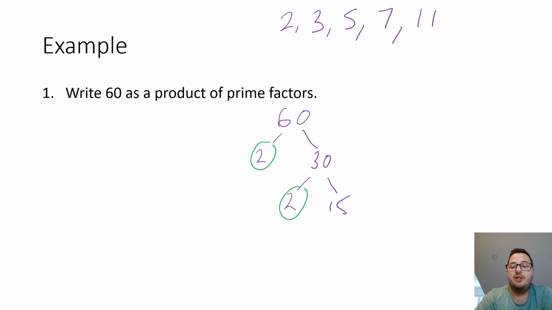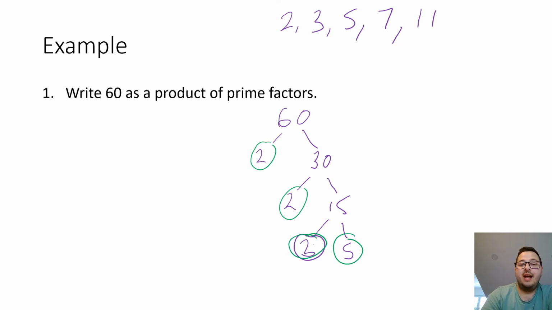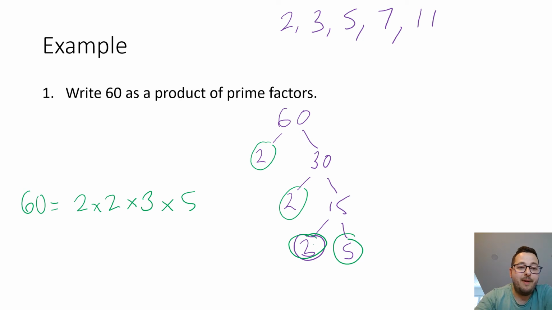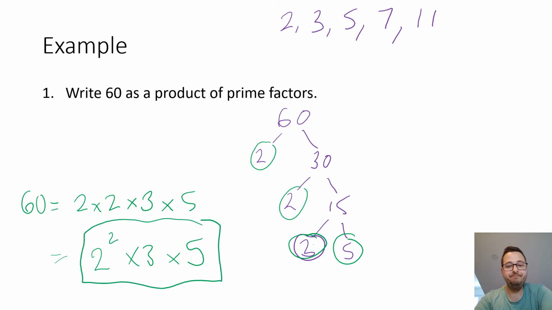Does 15 divide by 2? No, it's an odd number. Does it divide by 3? Yes, because 15 is 3 times 5, and 3 is prime. Oops, and 5 is prime as well. Now we want to write this as a product of prime factors, so 60 is equal to 2 times 2 times 3 times 5. But remember, any repeated factors we want to write as a power. How many 2s have we got? We've got 2, so it's 2 to the power of 2 times 3 times 5, and that is the answer they'll want in the exam.